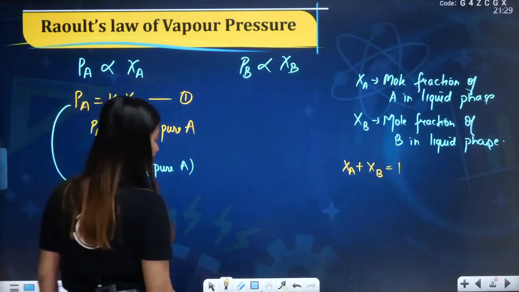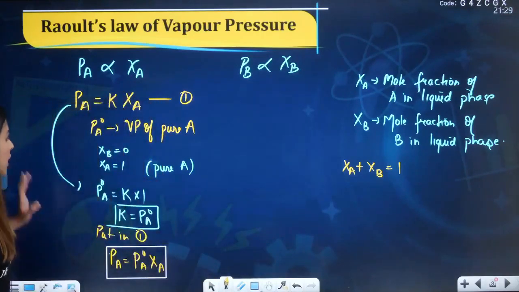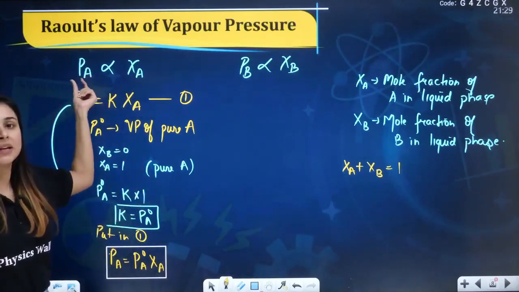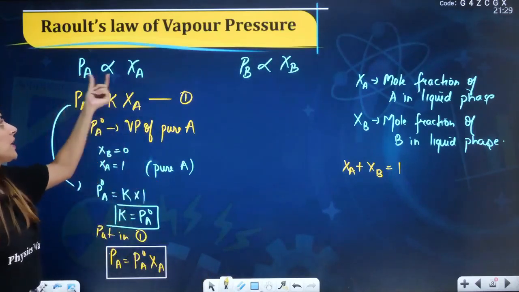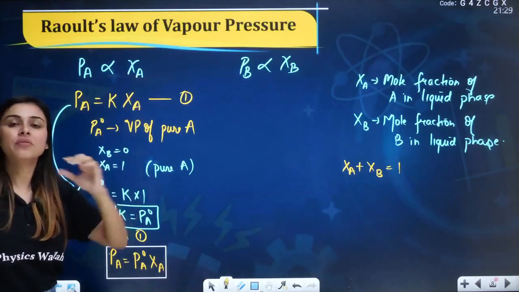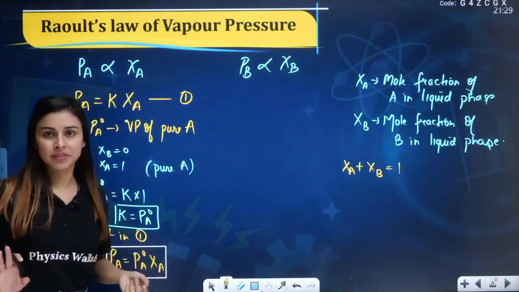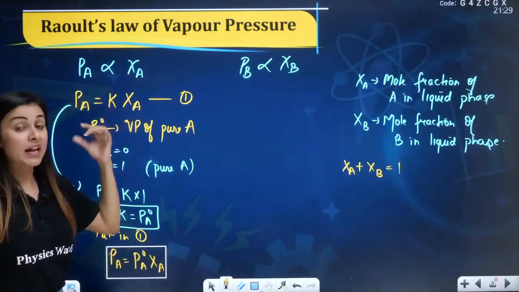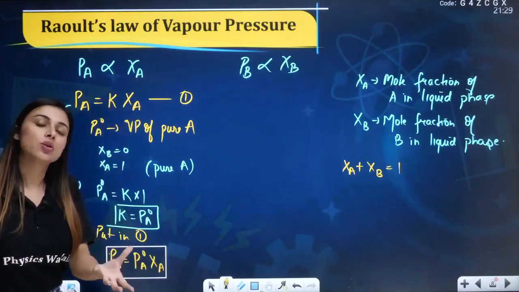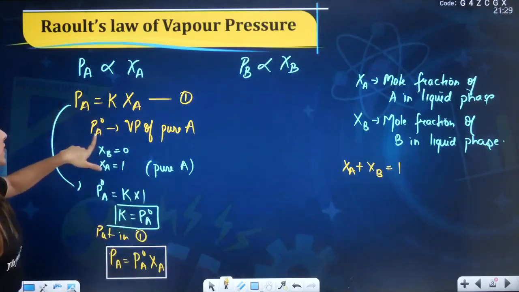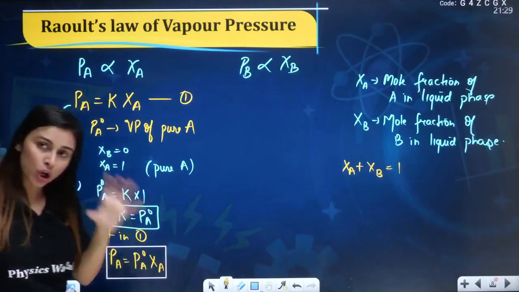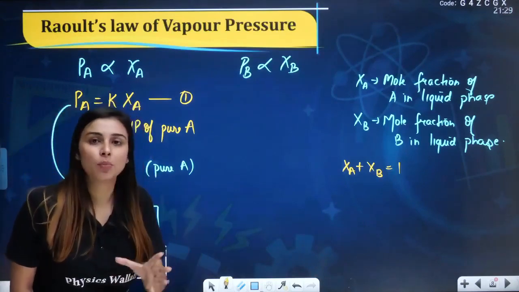I'll make you understand it again. See what we did. According to Raoult's law, PA is directly proportional to the mole fraction of A in the liquid phase. I removed the proportionality and added a proportionality constant, but I need to calculate its value. So what I considered is, let us say that the whole solution has only one component, which is A.